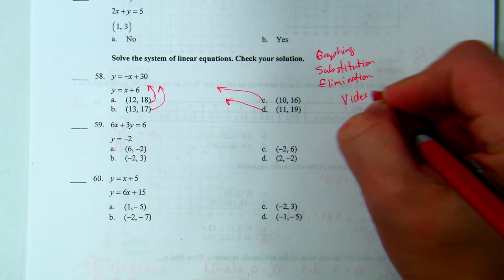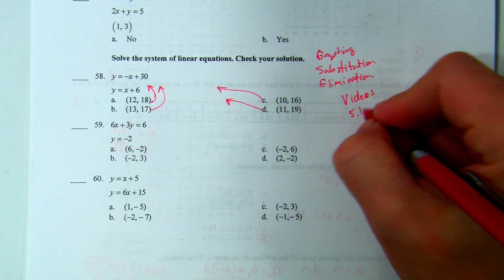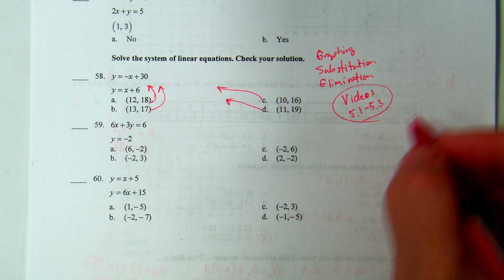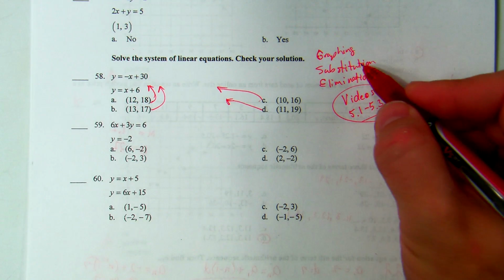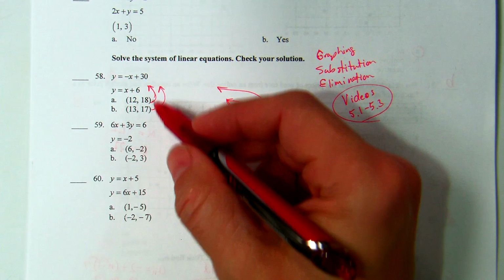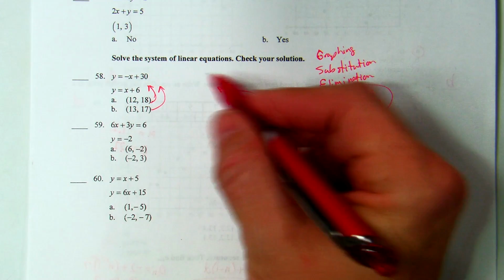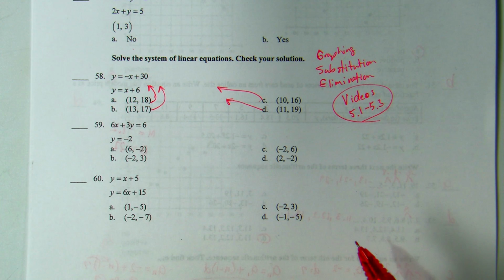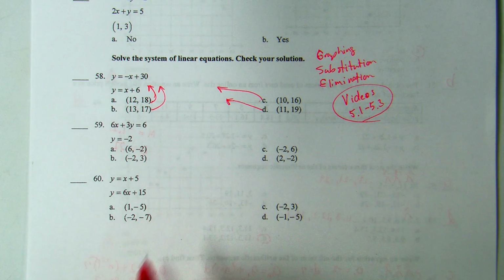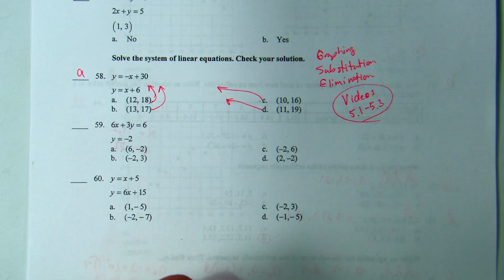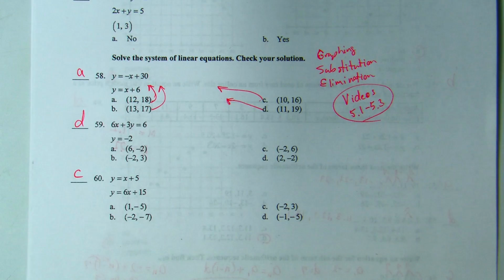And if you'll look at the videos for 5.1 through 5.3, notes and practice, you'll see all these examples that we did: graphing, substitution, elimination, for these type equations. And again, last resort, you could just plug in each value and see if it works, and you'll be able to tell whether it is a solution of the system of linear equations or not. So the answers to the last ones here, 58 is A, 59 is D, and 60 is C.